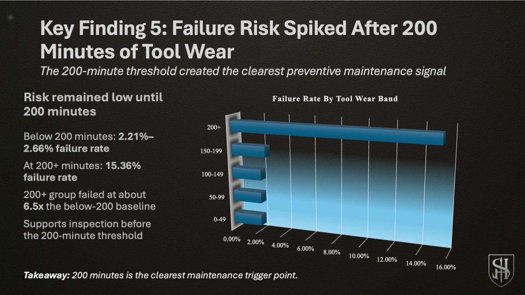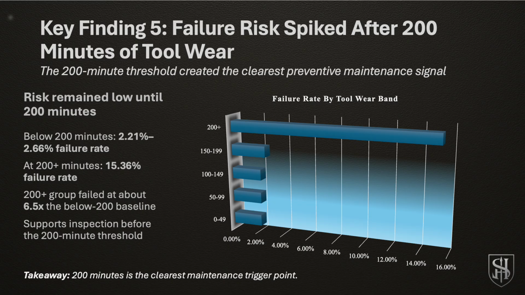The 200 plus group failed at about 6.5 times the below 200 baseline. That does not mean every machine above 200 minutes will fail. Most machines in that group still did not fail. However, the increase in risk is large enough to justify a controlled maintenance pilot. This is why the recommendation is not to wait until machines cross the 200-minute point.